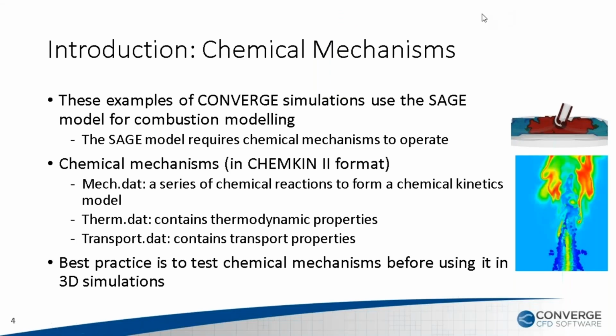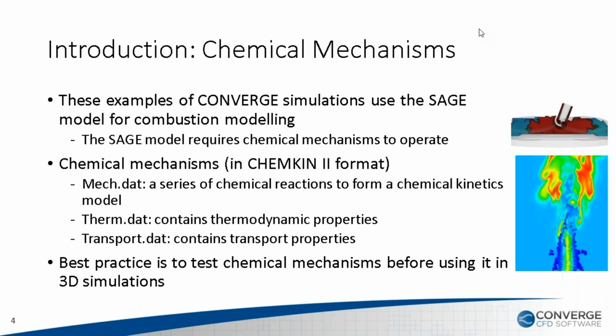So those simulations that you've seen just now were run with our detailed chemistry solver, SAGE. And to use SAGE, you usually need to give a detailed chemistry mechanism. So what is a chemistry mechanism or chemical mechanism? To have CONVERGE use a chemical mechanism, you have to give it in CHEMKIN format. And in this format, there are 3 files that you need to provide CONVERGE to run the case.